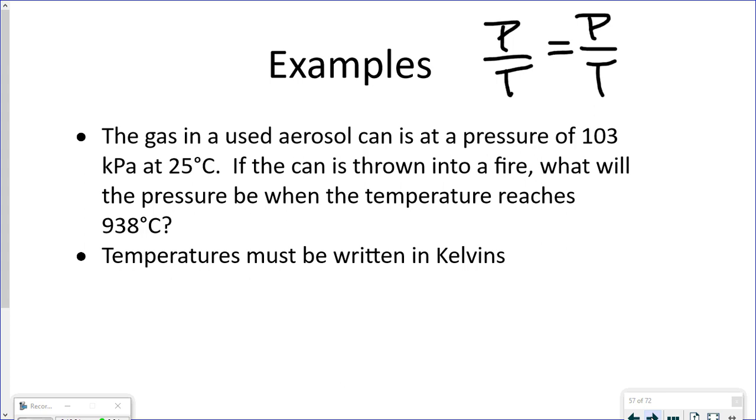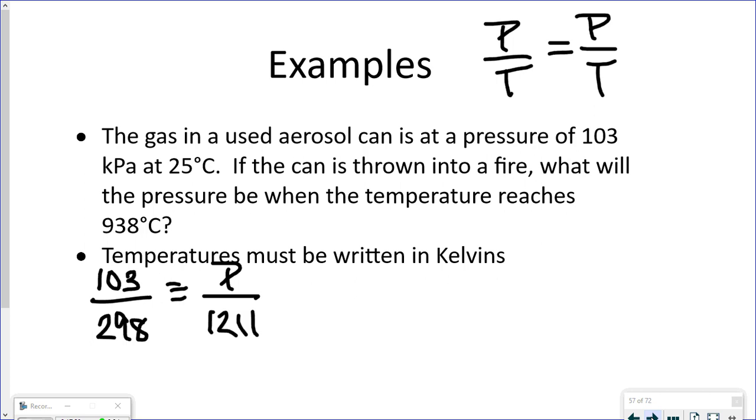So you want to make sure that you pair the correct numbers together. So our can was at a pressure of 103 kPa at 25 degrees Celsius. So our pressure is 103. 25 degrees Celsius changed to Kelvin by adding 273. So that would be 298. We're looking for the new pressure when the temperature is 938 degrees Celsius. So don't forget to change to Kelvin. 938 plus 273 is 1,211 in Kelvin.